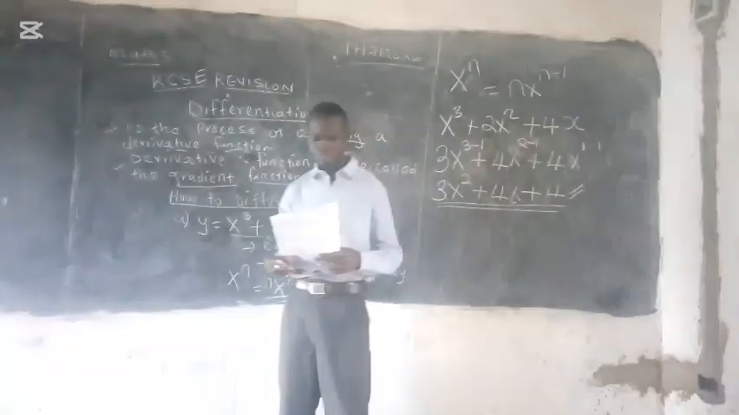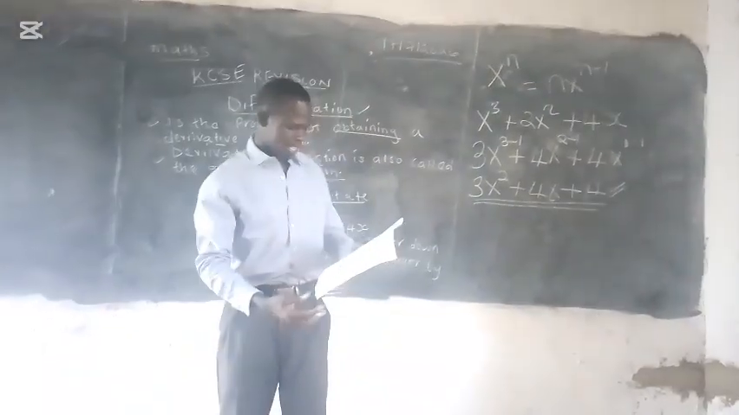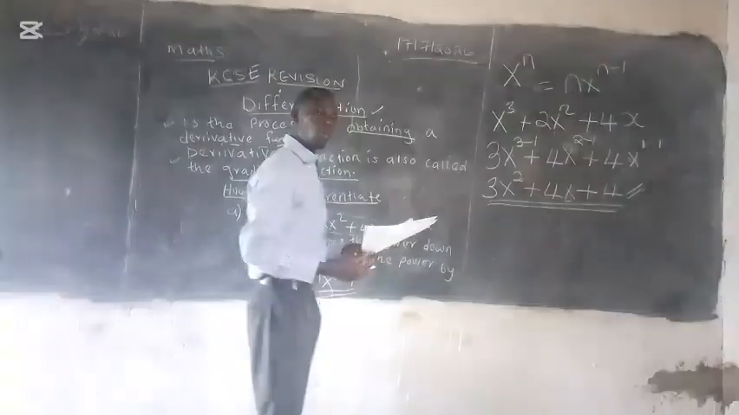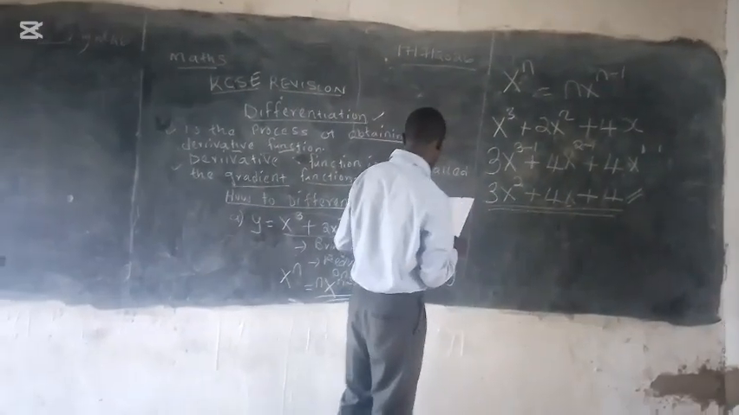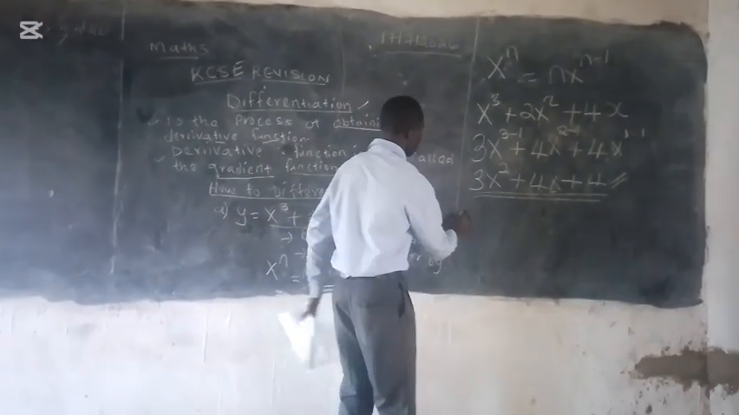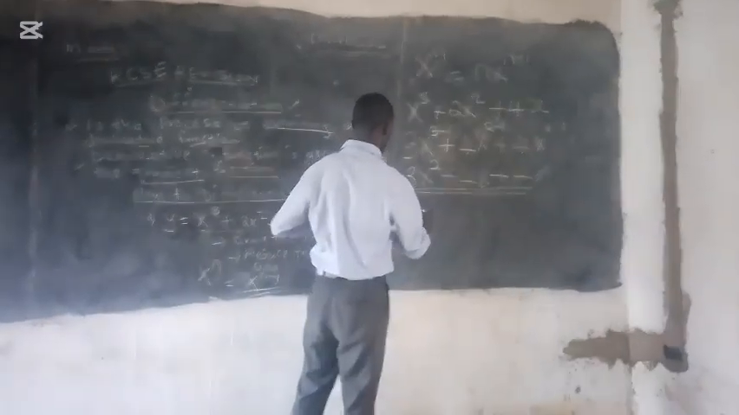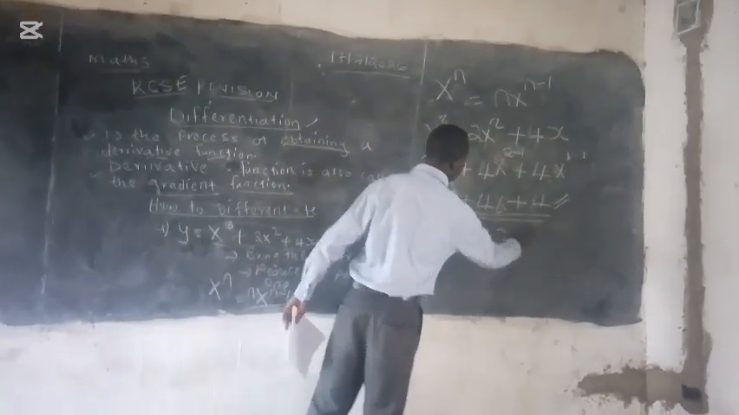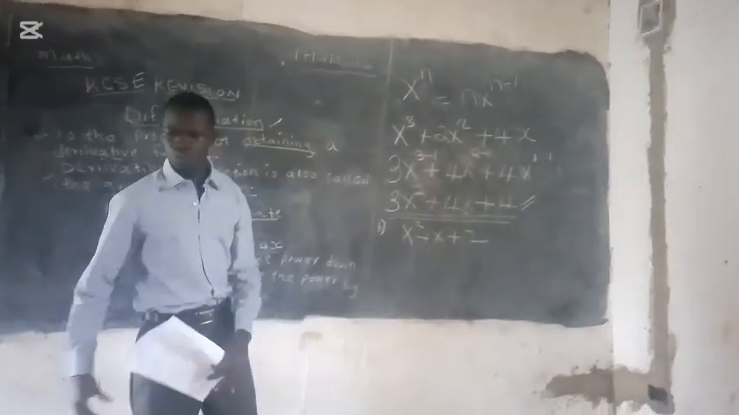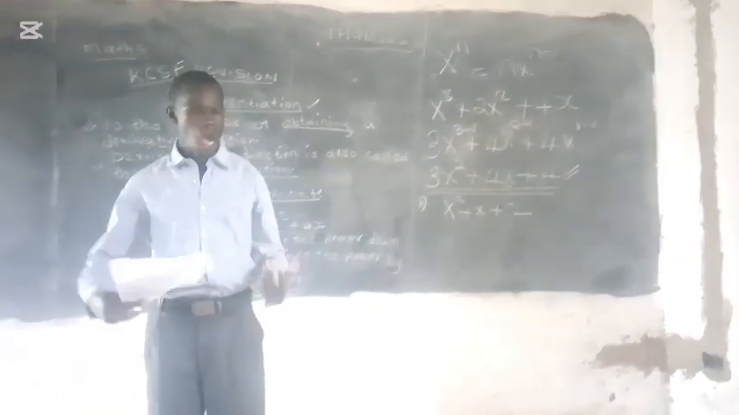Now, students, we have many examples in our KLD. We'll move there and do those examples. But let me do the last example before we move on to the next point. Now, part B, we can have x squared plus x plus 2. Given such an equation to differentiate, how can we do it?